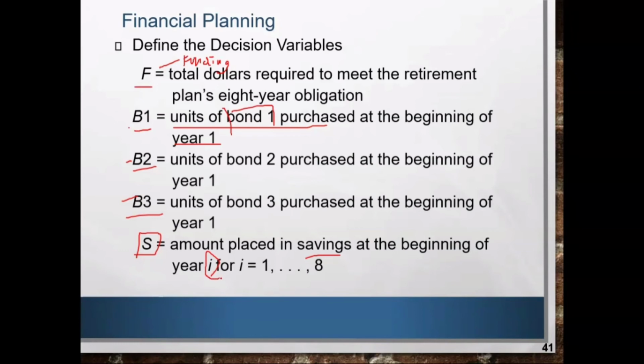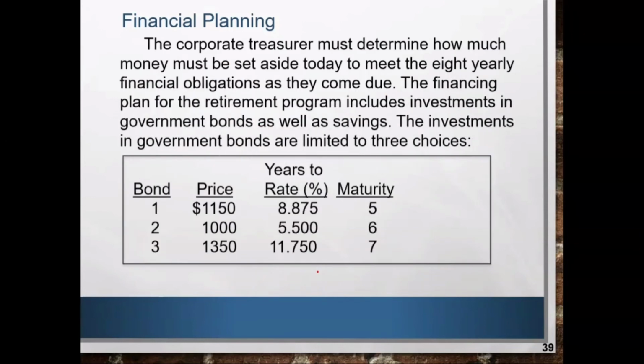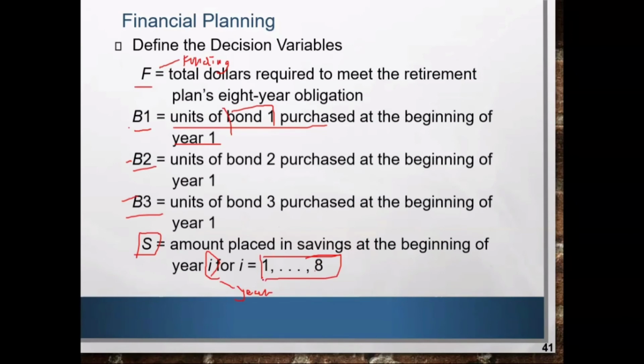Earlier in the portfolio selection, the I was per month, directly at the beginning of the year. So, we have year 1 to 8. It is 1 to 8 because bond 3 matures at the beginning of year 8. So, there will be 8 years.